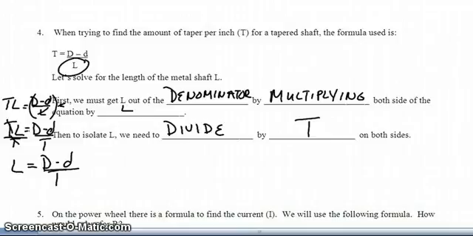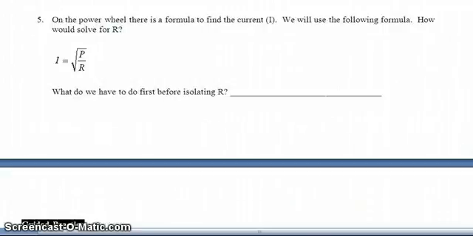Please pause one more time, and you're going to work with an Ohm's law equation. Restart the video when you're ready. Okay, on the power wheel, there's a formula to find current, or I, and we're going to use the following formula, and we want to solve for R, or resistance. You'll notice I equals the square root of P over R.